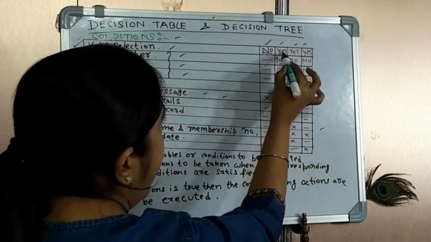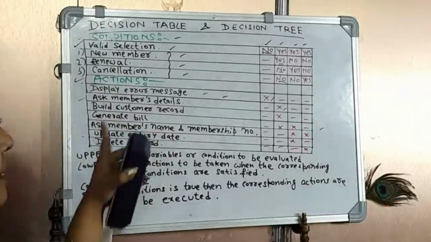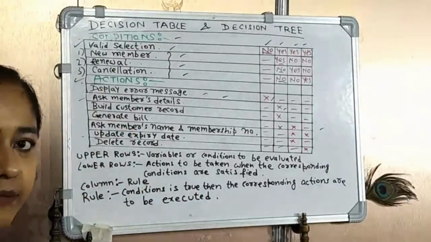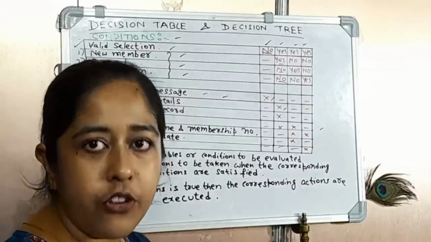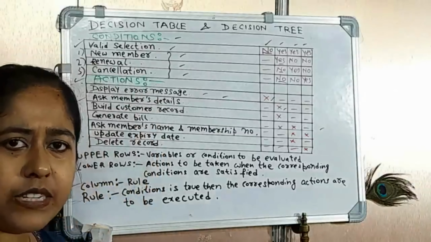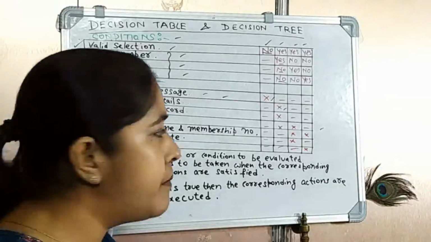Then what will be the action taken? If I have selected a new member, then these will be my actions. The library management system, my software, will ask me for the member's details: name, address, phone number, etc. These are the basic details of the member that will be asked.